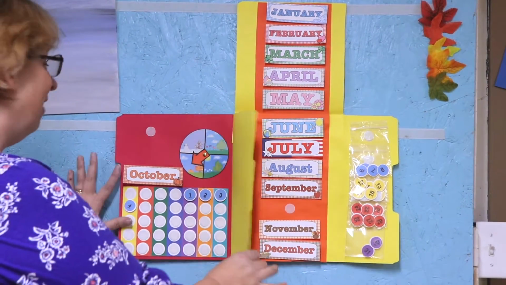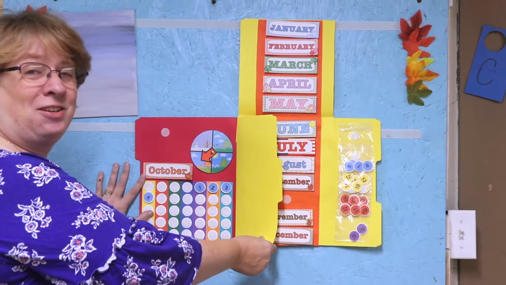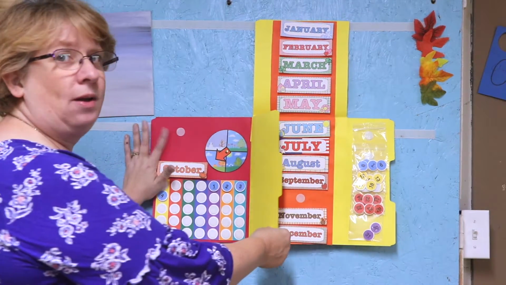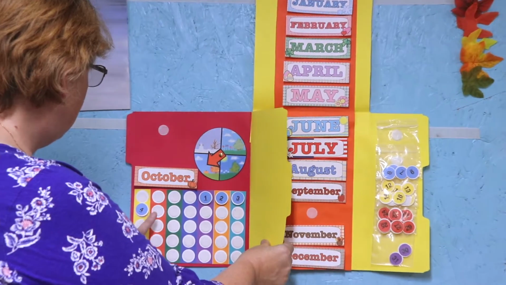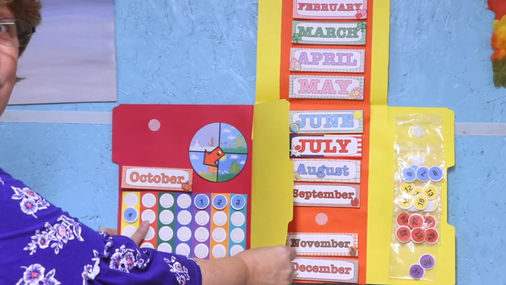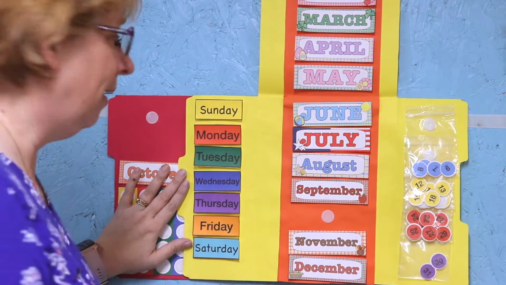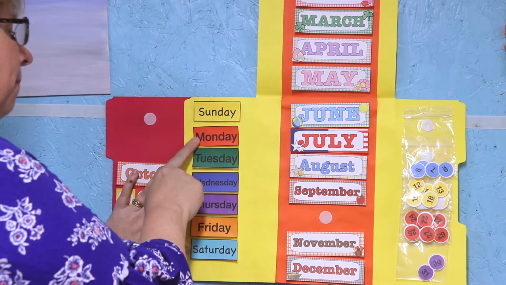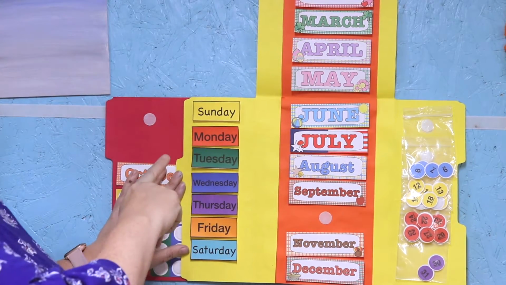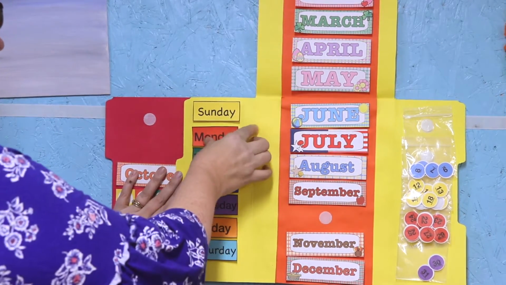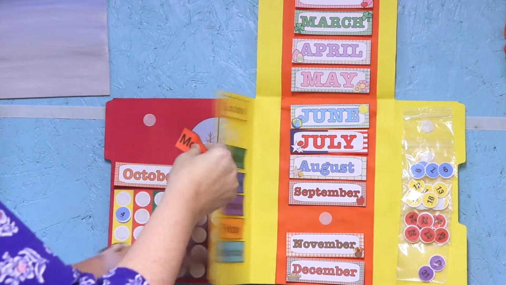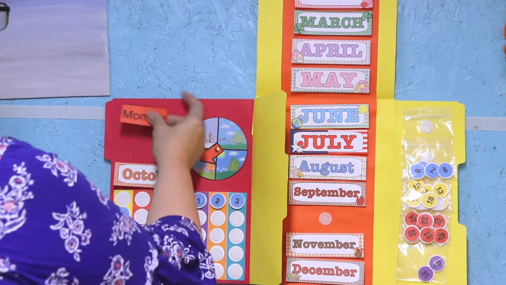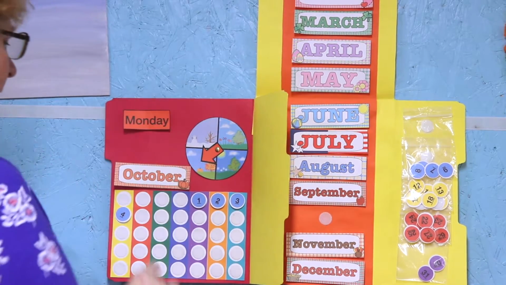Did you get that? This month is October. We need to find out what day of the week it is. It is the red day of the week. Say them with me. Sunday, Monday. Yep, today's Monday. Right at the beginning. There we go. So today is Monday.